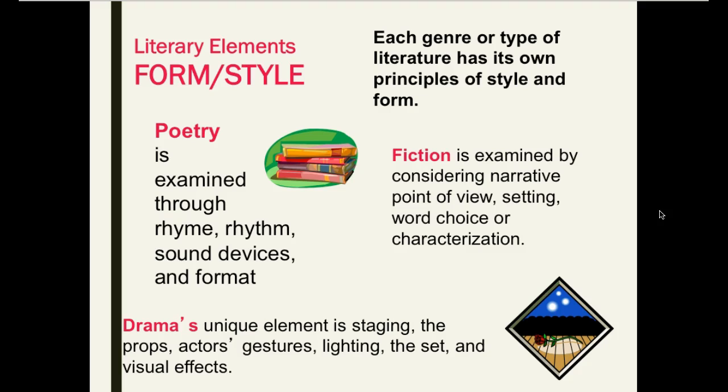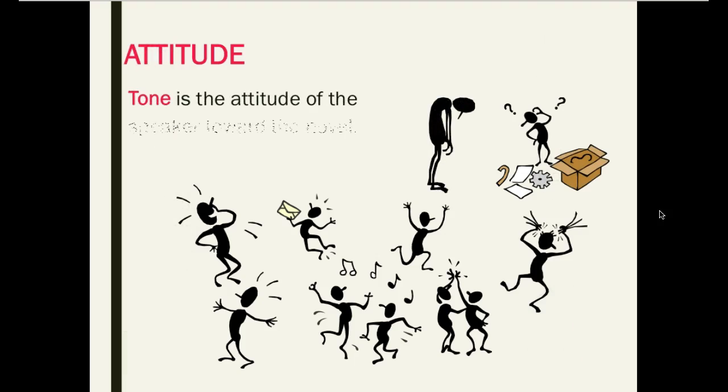So here, when you look at form and style, with poetry, as the book has talked about, it's examined through looking at rhyme, rhythm, sound devices, and format. Drama's elements are staging, props, actors' gestures, lighting, the set, and the visual effects. Fiction is examined by considering narrative point of view, setting, word choice, or characterization. So tone is the attitude of the speaker toward the novel.